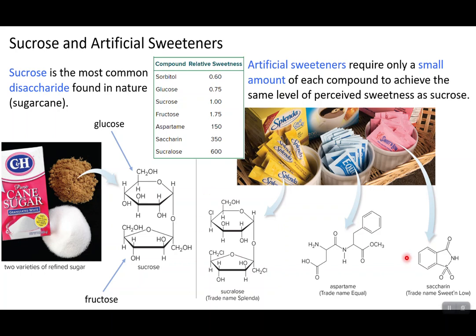In the next video, we are going to talk about polysaccharides, meaning now instead of having just 2 monosaccharides bonded together, we are going to have 3 or more. And so we are going to talk about the structure and function of those polysaccharides.